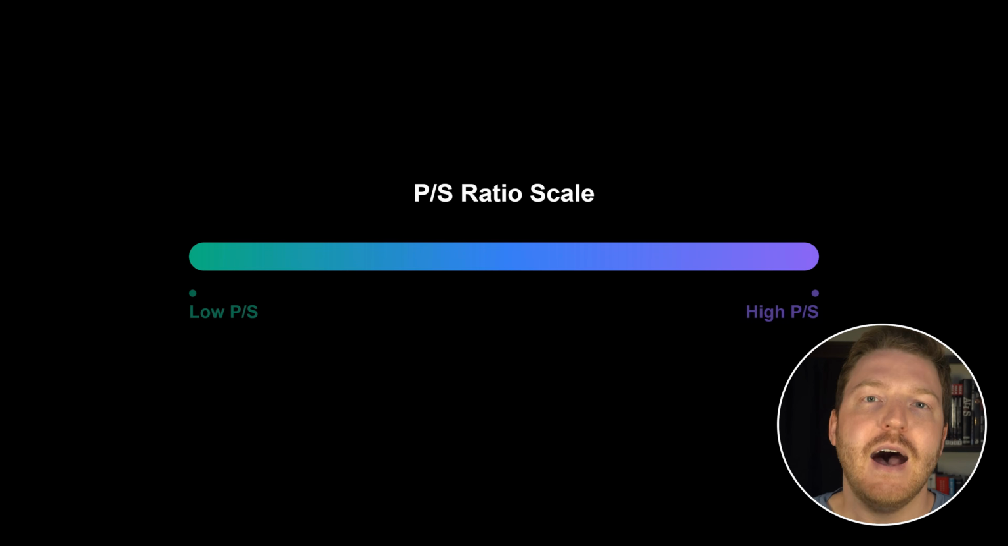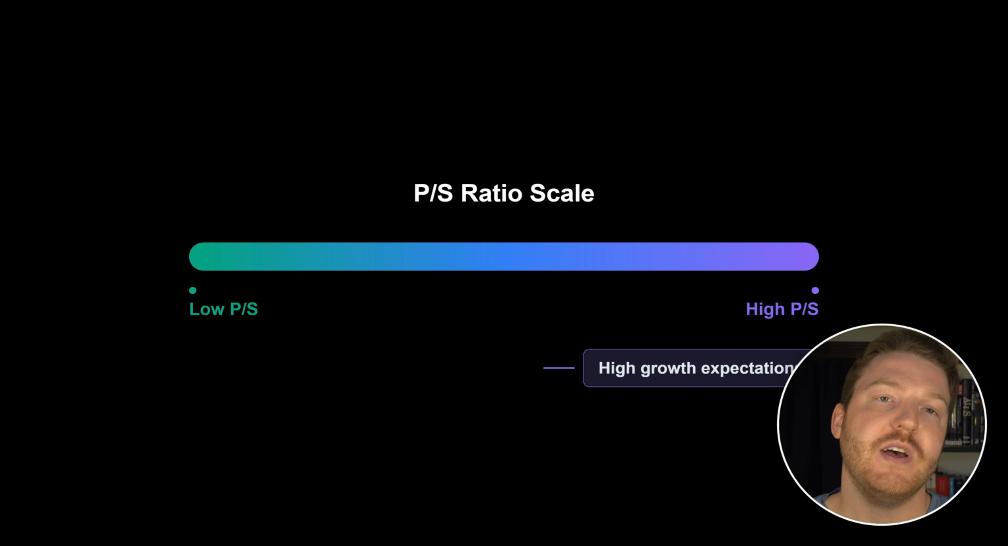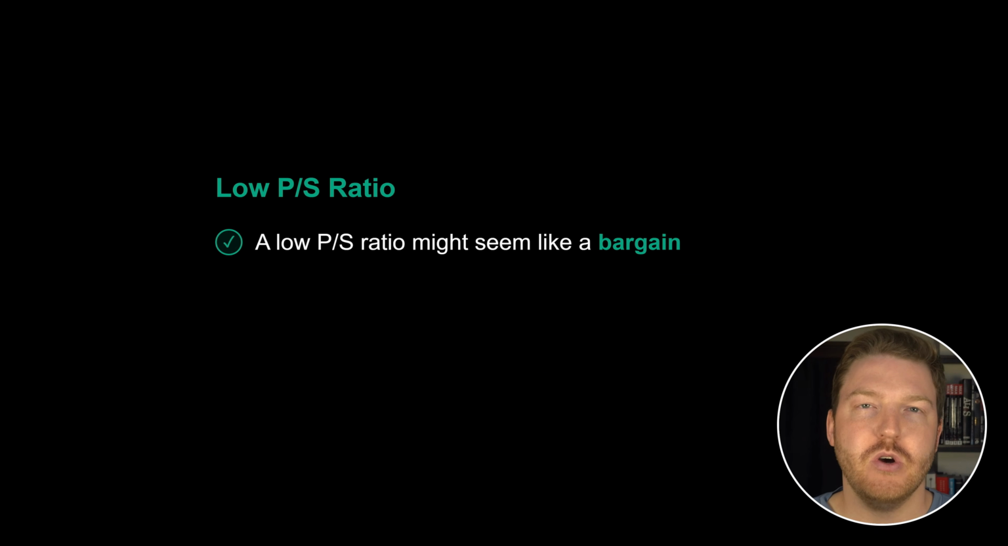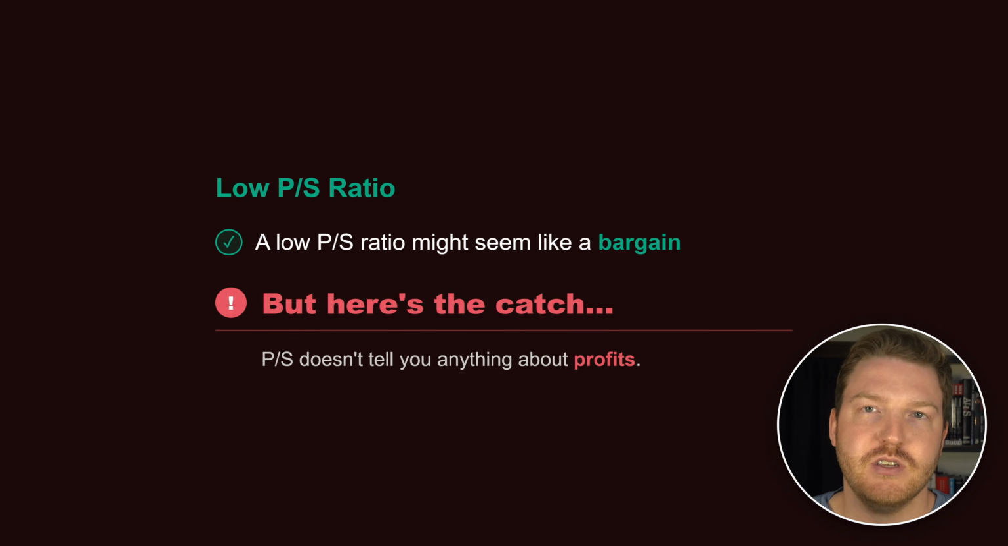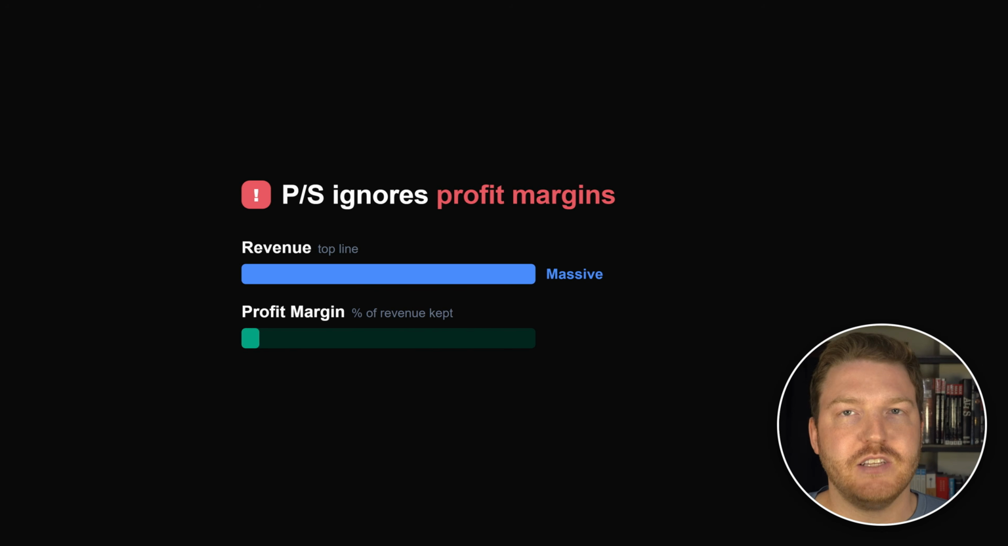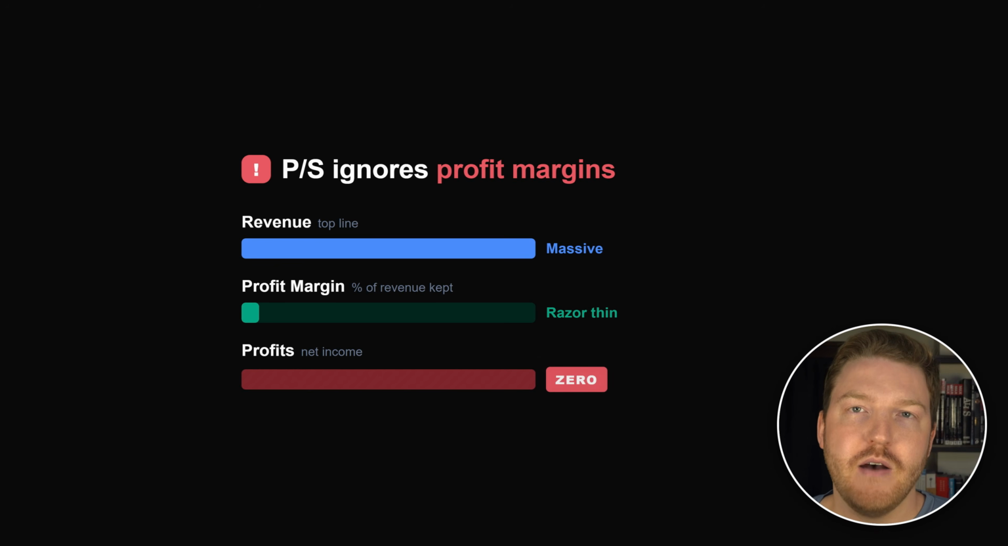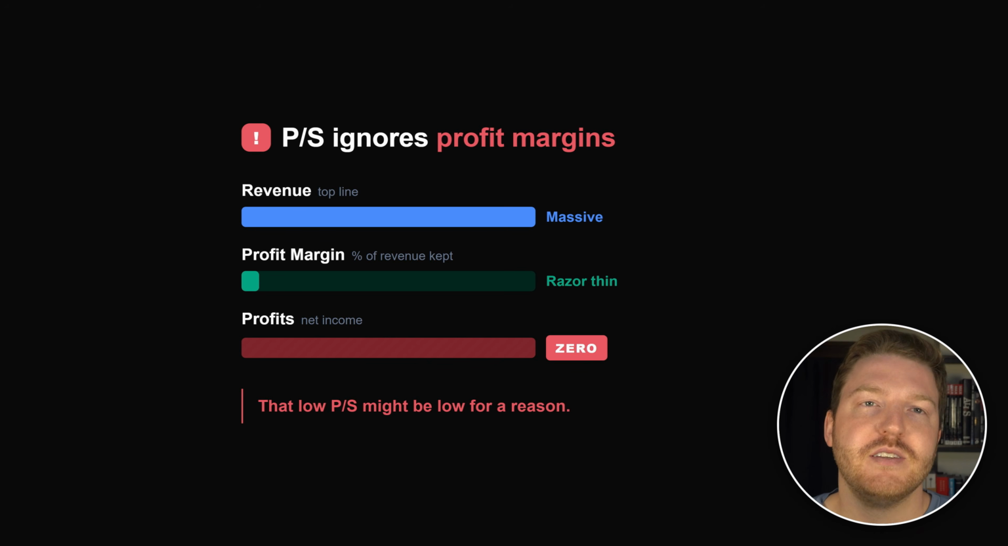Generally speaking, a high price to sales ratio means investors are willing to pay more for each dollar of revenue. This usually signals high growth expectations. A low price to sales ratio might seem like a bargain, but here's the catch. Price to sales doesn't tell you anything about profits. A company could have massive revenue but razor thin margins, or worse, no profits at all. That low price to sales might be low for a reason.